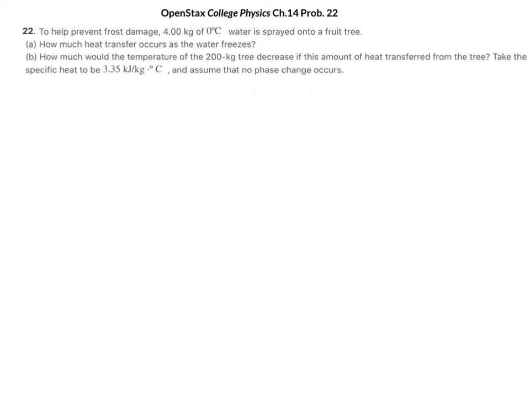Let's look at OpenStax College Physics, Chapter 14, Problem 22. To help prevent frost damage, 4 kilograms of 0 degree Celsius water is sprayed onto a fruit tree. A. How much heat transfer occurs as the water freezes? B. How much would the temperature of the 200 kilogram tree decrease if this amount of heat transferred from the tree? Take the specific heat to be 3.35 kilojoules per kilogram Celsius degree and assume that no phase change occurs.